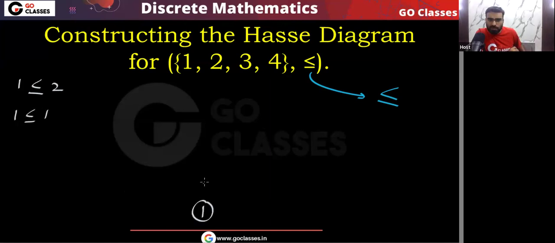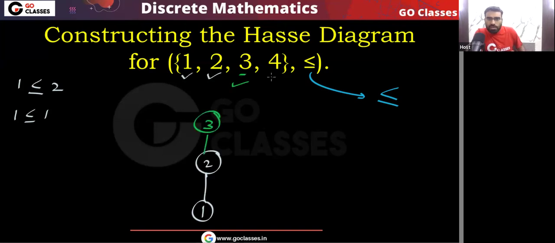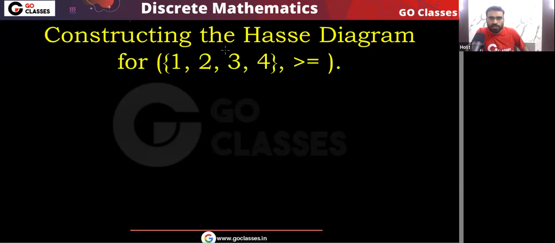So start from the bottom. 1 is related to 2. 1 is done, 2 is done. Now where to put 3? You can notice 2 is related to 3. Okay, you can notice 3 is related to 4. So this is your Hasse diagram. That's it. Okay. Next, let's see this one.